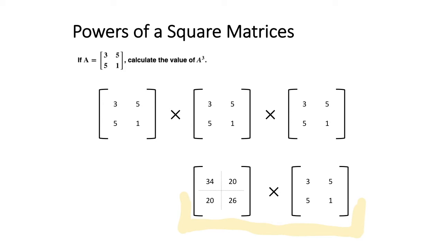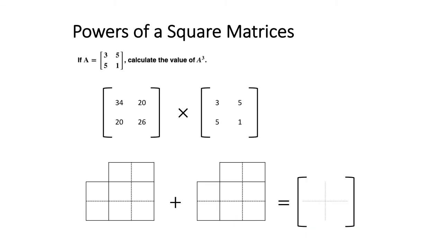I'm going to do that by following the same process as I used for my first multiplication calculation. So to complete the calculation, I'm going to take the first column of my first matrix, so 34 and 20, and multiply it by the first row of my second matrix, so 3 and 5. Then I'm going to take the second column from the first matrix, so 20 and 26, and multiply it by the second row of my second matrix, 5 and 1.